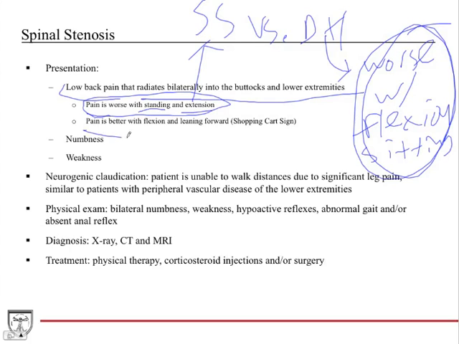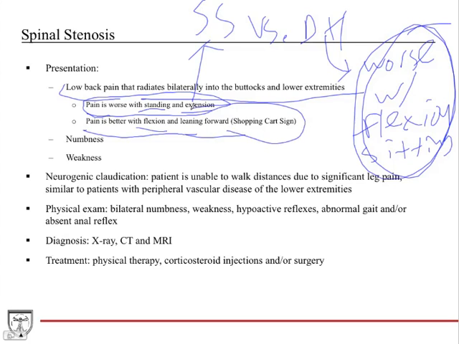Also, another thing, pain is better with flexion and leaning forward. So with spinal stenosis, flexion actually increases the amount of space available in the vertebral canal. Okay, so it frees up the cord a little bit. Versus a disc herniation, someone flexes, it's going to be worse. Spinal stenosis makes it better.